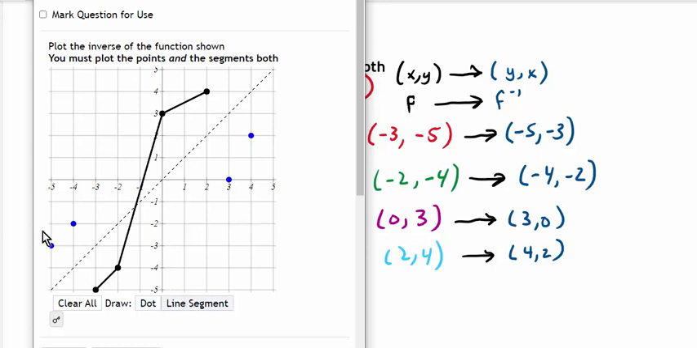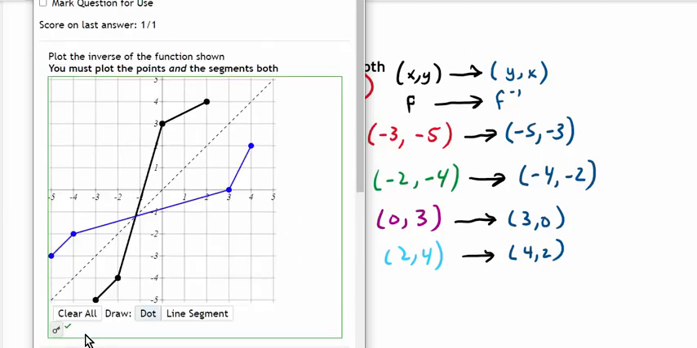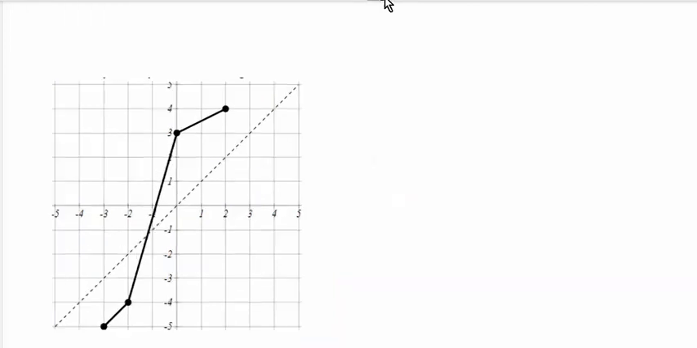So I'm going to draw a line segment between each of those points, and when I try to go to plot the next line segment, it's not letting me click here, so I'm just going to start here and go backwards. Not sure why it's doing that. So there I've plotted a decent plot of f inverse, plotting both the points and the segments. So if I was to submit my answer, notice that I get the green check mark and my score is 1 out of 1.